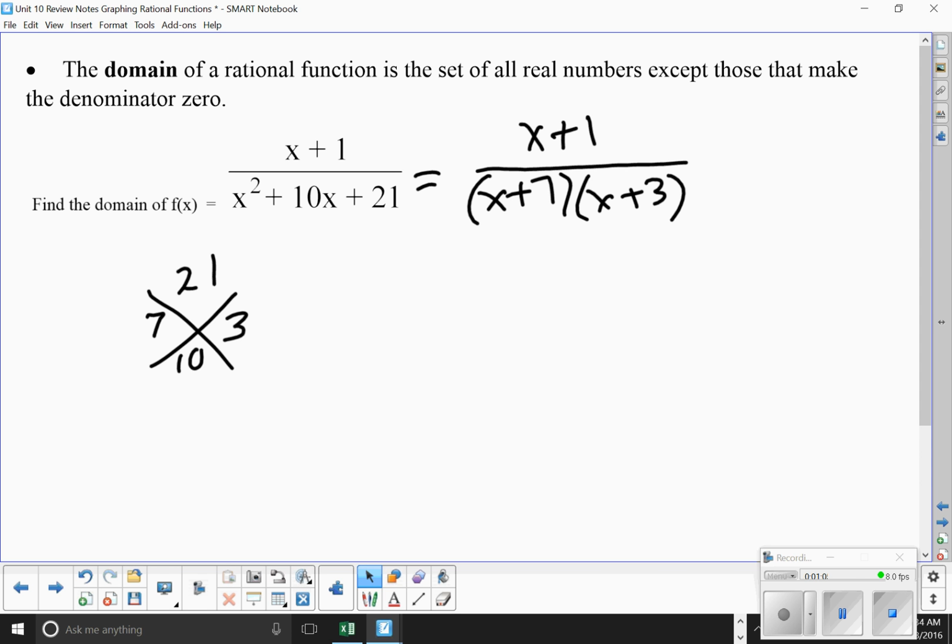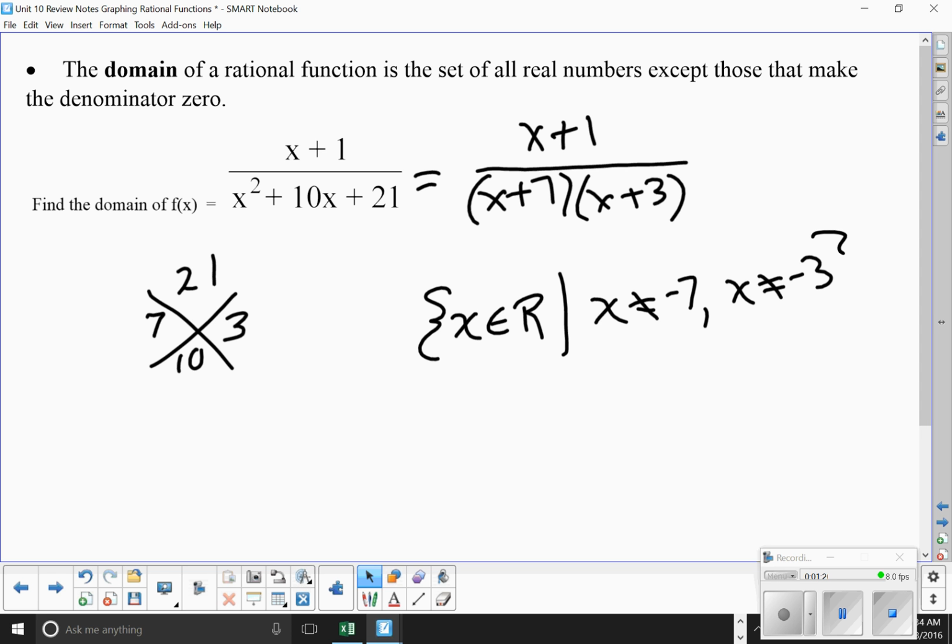So x plus 7, x plus 3. Now, what this tells me is that x is an element of real numbers such that x does not equal negative 7, x does not equal negative 3. Otherwise, it's every other number. So that is the domain. This is in set builder notation. It's the easiest way to write it.